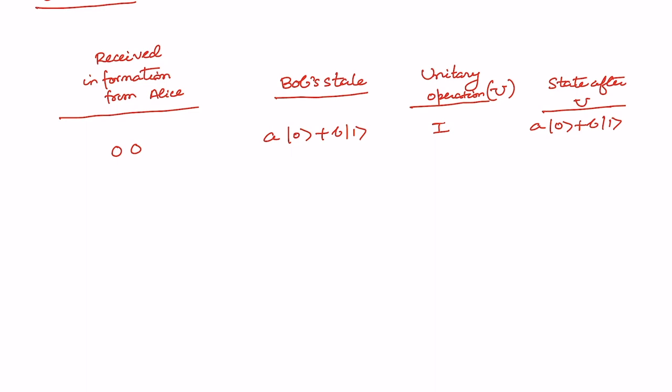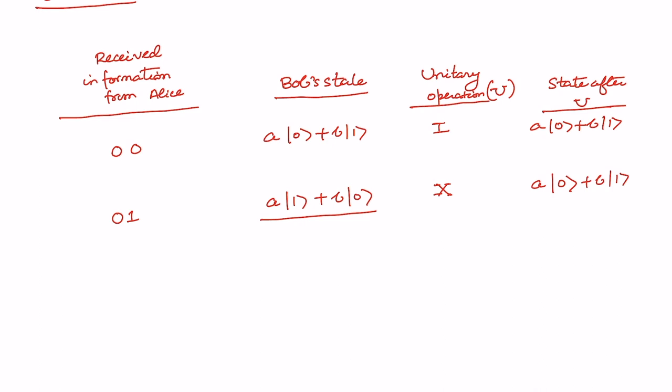Now say Bob gets the information that Alice got 01, then the state in Bob's hands would be a|1> plus b|0>, and Bob is going to make the operation X. Let me again tell you that Bob has no idea that this is the state he is having, but Bob knows that he has a qubit state, and then he makes the operation X, which is the NOT operation. Because of this NOT operation, he is going to get a|0> plus b|1>. Once again, you see this is the intended state Alice wanted to send to Bob.